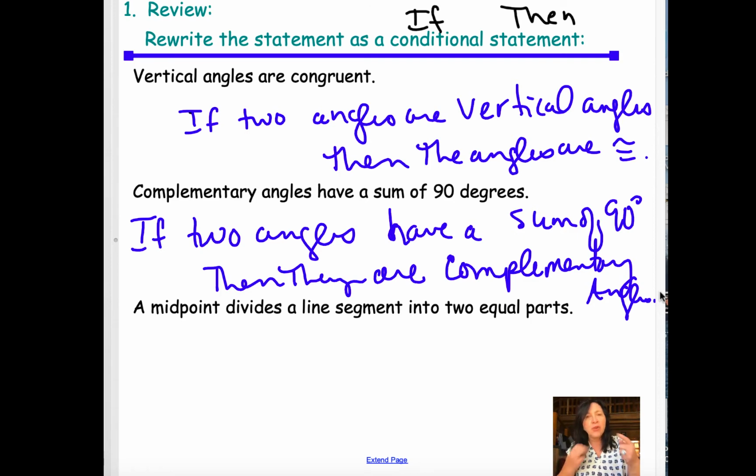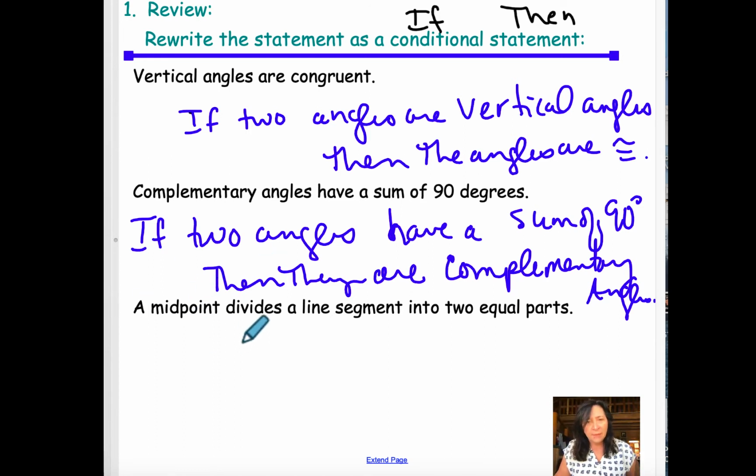But if you were to take the converse of the first problem that says vertical angles are congruent, if two angles are vertical angles, then their angles are congruent, and you said if two angles are congruent, then the angles are vertical angles, that's not necessarily true. So sometimes when you flip them, right, and take the converse, it's not always true.